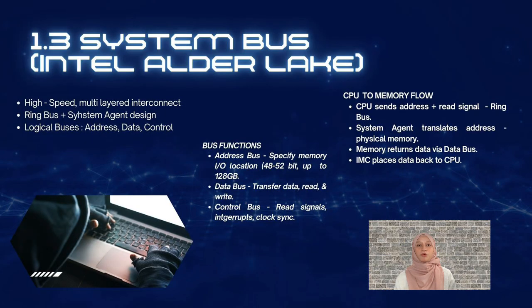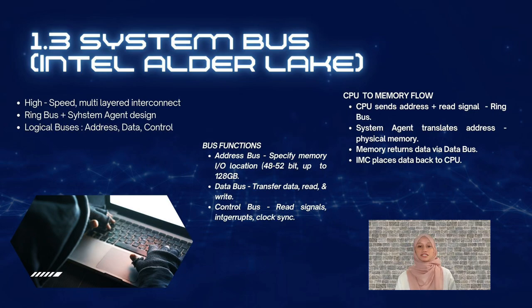Alder Lake uses a modern ring bus and system agent design, but it still has the same basic bus rules: address, data, and control. The address bus is one way. The CPU uses it to tell the system which memory or device to access, supporting huge memory sizes up to 128 GB, DDR5 or DDR4. The data bus is two-way, carrying instructions, numbers, and files between the CPU and memory or devices. The control bus acts like a traffic manager, telling memory when to read or write, handling device requests, and keeping the CPU core synchronized.